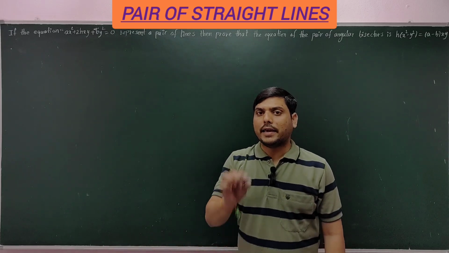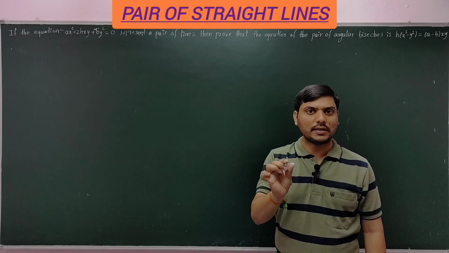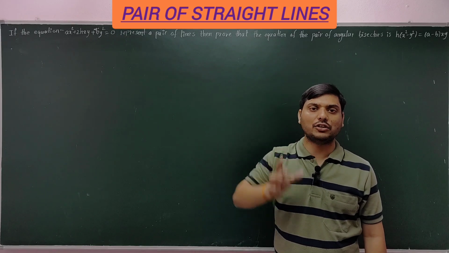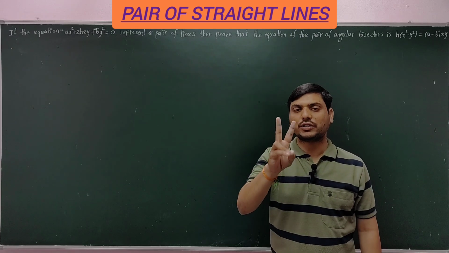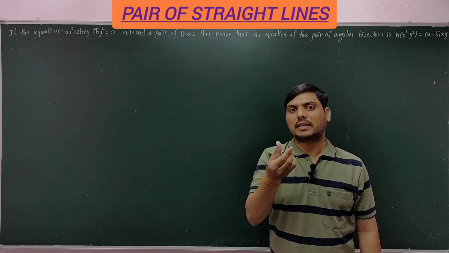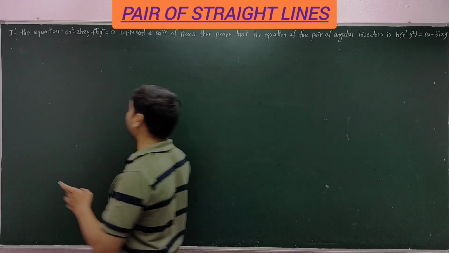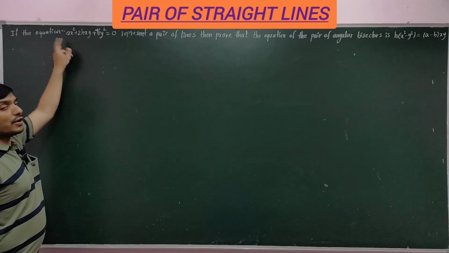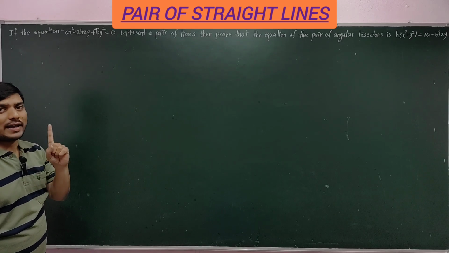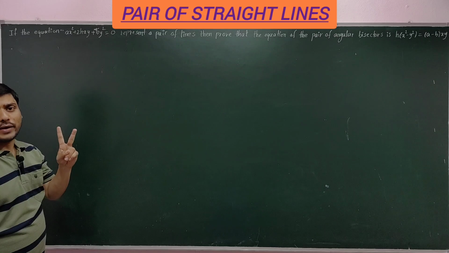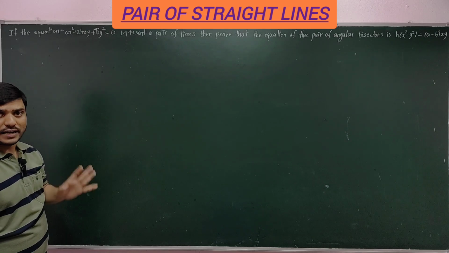First of all, ax square plus 2hxy plus by square equals 0 is a pair of straight lines equation. This equation represents two straight lines, because a pair is nothing but two. Now I represent the pair of straight lines as L1x plus M1y equals 0, one line, and L2x plus M2y equals 0, another line of the pair.